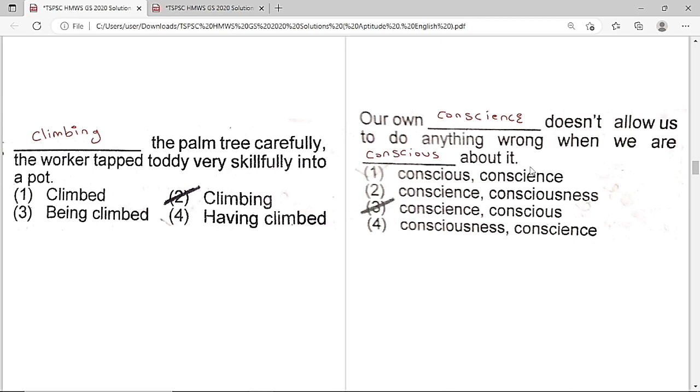So this is what they are asking in this question. When we are very conscious about something, when we have knowledge or awareness about something, then definitely our conscience, our moral sense, will tell us what to do and what not to do. So finally I can say, our own conscience doesn't allow us to do anything wrong when we are conscious about it. Now we'll discuss something more about this one.